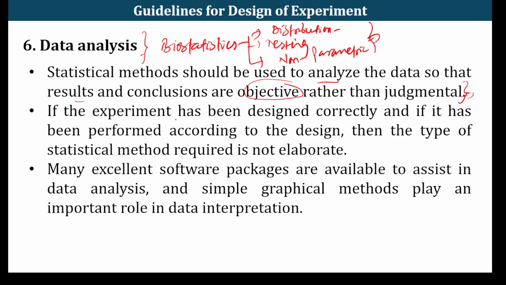If the experiment has been designed correctly and performed according to the design, then the type of statistical method required is not elaborate. We should not worry too much about which method we have to apply. We will be very clear about the process. We will have an idea of the number of variables and the number of samples. So we can just use the required statistical method and get a better result.